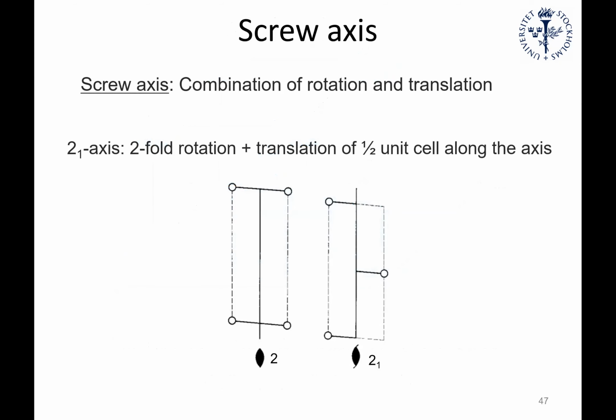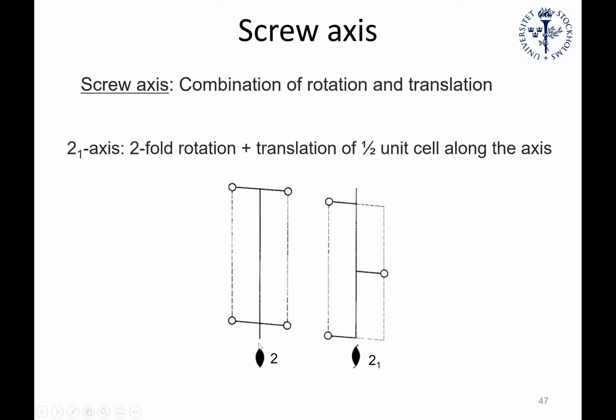All right, moving on to screw axes. So these combine rotation and translation. So a 2-1 screw axis, for example, combines a twofold rotation plus a translation of half a unit cell. And the translation is always going to be in the same direction as the rotation axis.